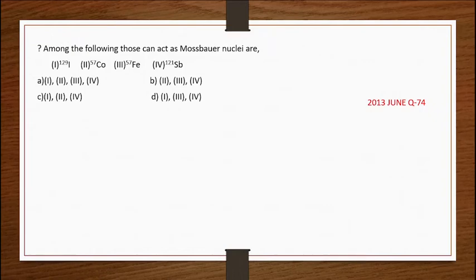What they have given is, which one of the following can act as a Mossbauer nuclei. It is not about the source. So here cobalt 57 is the source. All other nuclei can act as a Mossbauer nuclei. So we can evaluate using Mossbauer spectroscopy all the other nuclei: iodine 129, iron 57 and Sb 121. So 1, 3 and 4, other than cobalt 57, all can act as a Mossbauer nuclei. So 1, 3 and 4, option D is the right answer for this question.